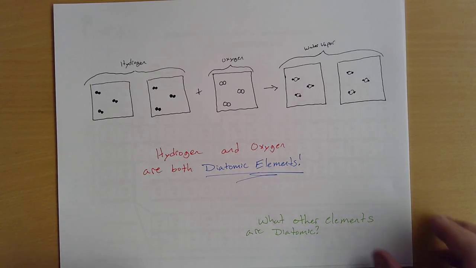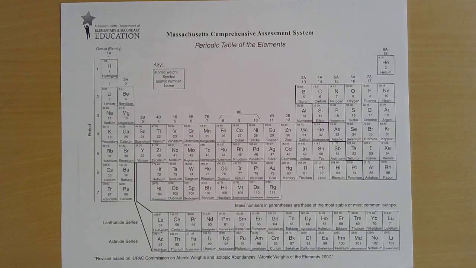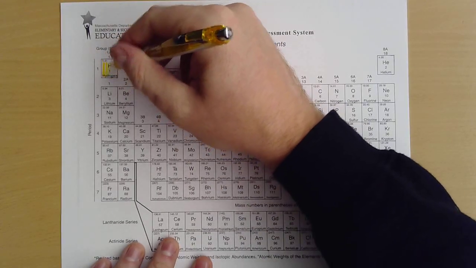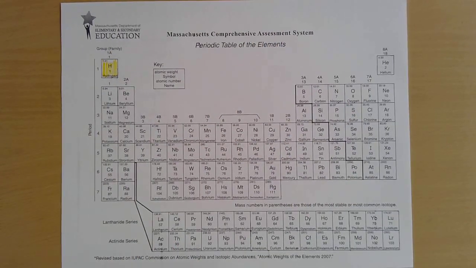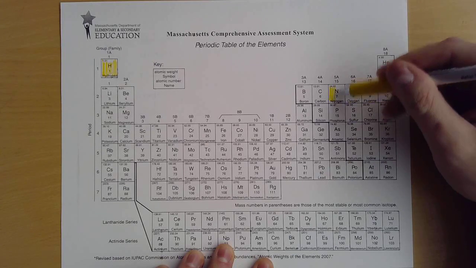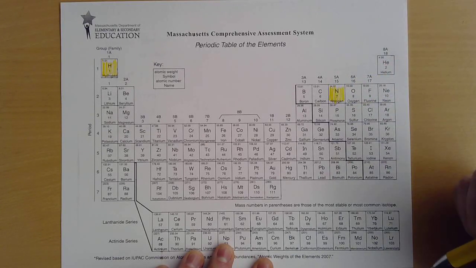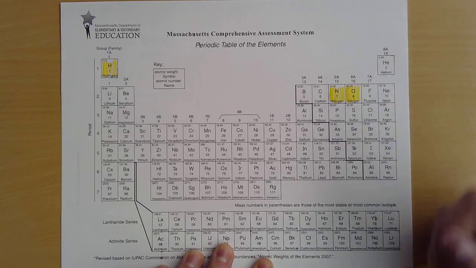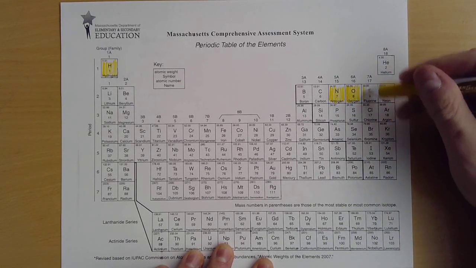So what other elements are also diatomic? Well, if we look at our periodic table, and this is the first time we've really had a chance to look at it, we can start to see some patterns. Hydrogen is definitely a diatomic element. So follow along and color in your own periodic table so that we have a similar language that we're speaking. Nitrogen is also a diatomic. Oxygen, like we found out earlier, is also a diatomic. Fluorine.